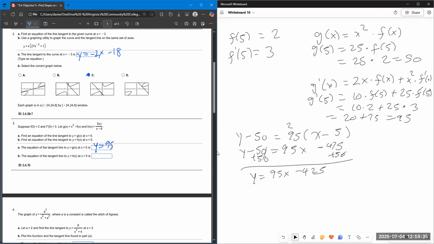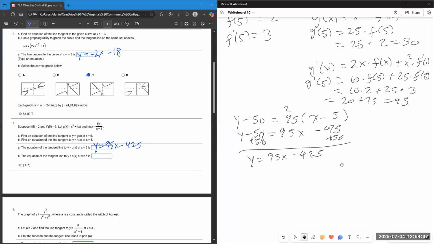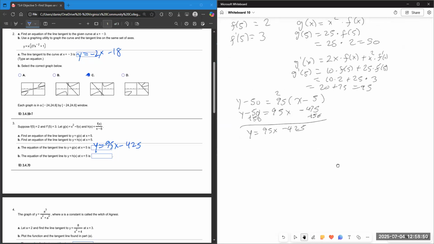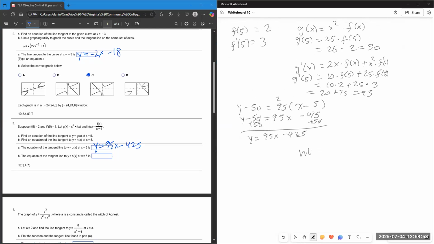y equals 95x minus 425. Now we're given h of x is equal to f of x divided by x minus 6. So h of 5 is going to be f of 5 over 5 minus 6. f of 5 is 2 divided by a negative 1, that's negative 2, giving me the point (5, -2) for later.